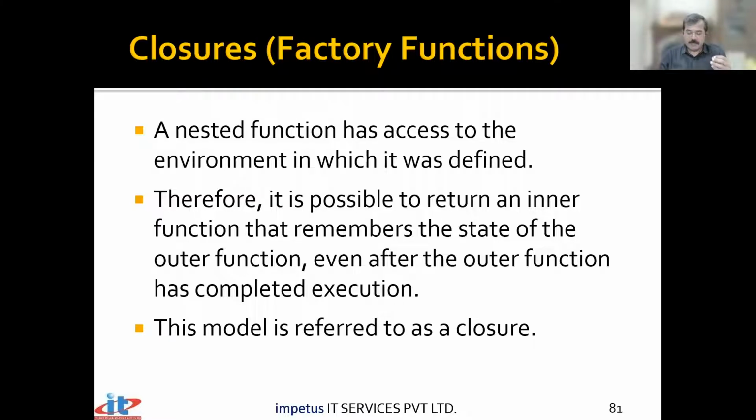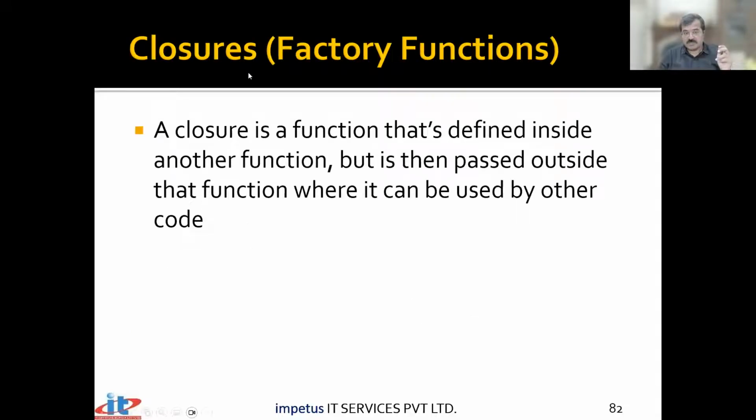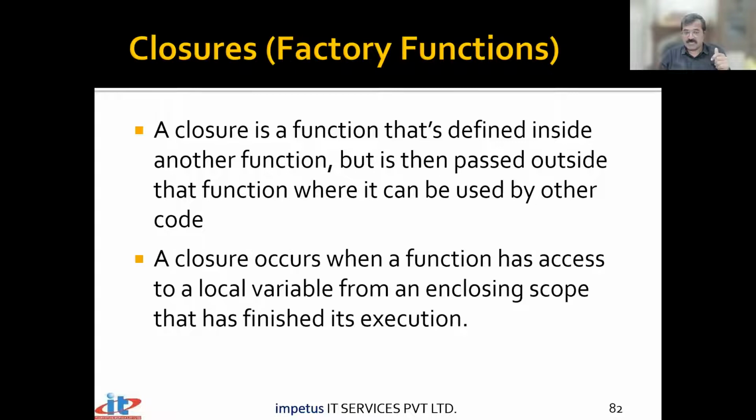So whenever you have a nested function and the outer function returns the inner function, and the inner function accesses the variable of the surrounding environment, that's called a closure. Those things we have seen. So a closure is a function that's defined inside another function. It's a nested function, but it is then passed outside that function where it can be used by other code. So we have a function returning a function. That was the basic idea.